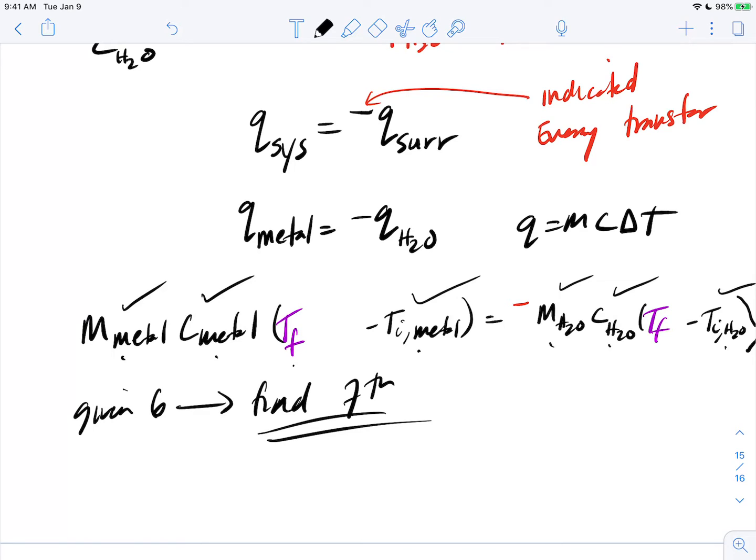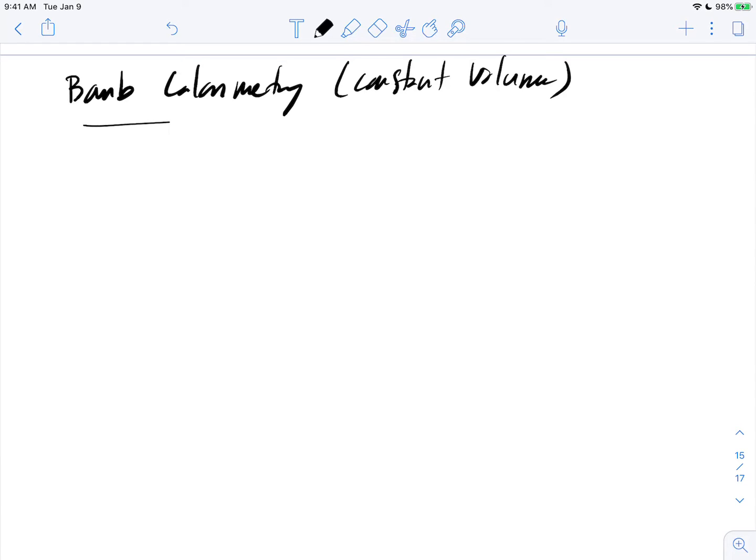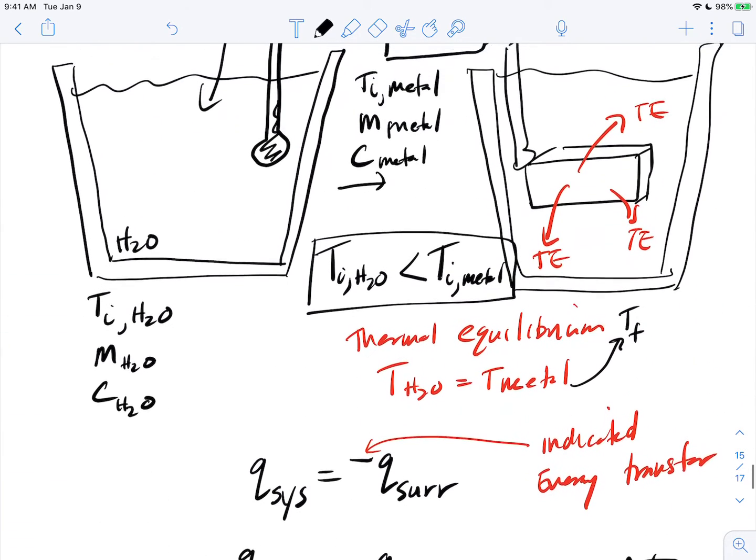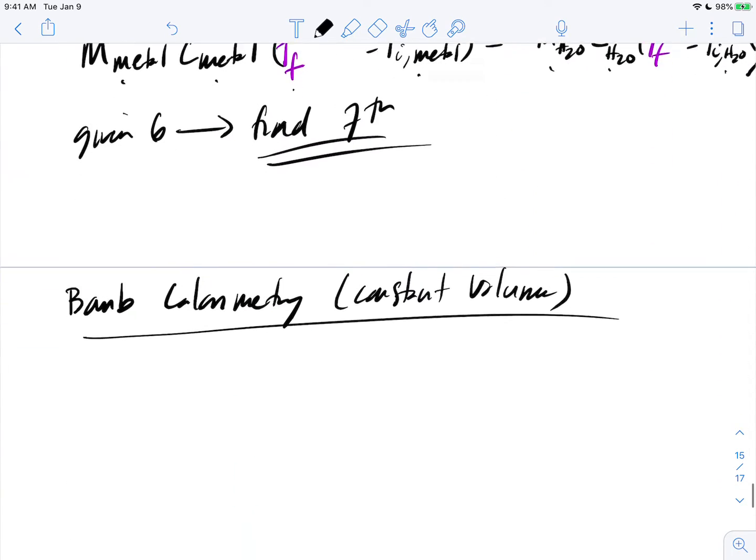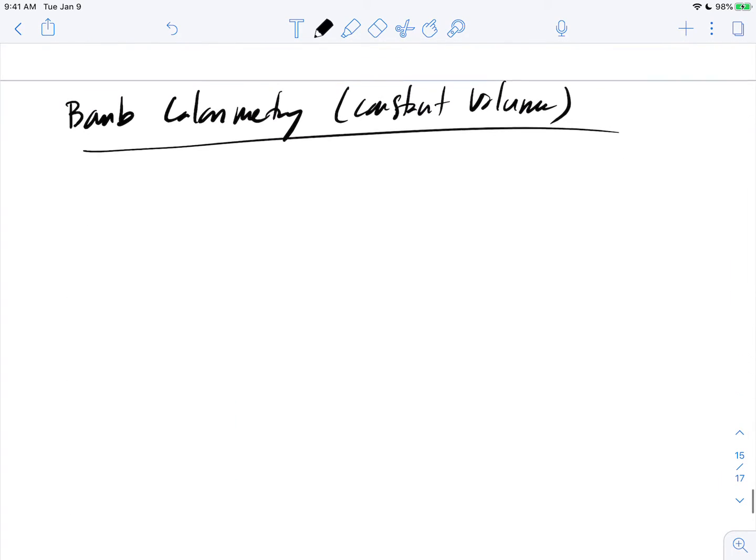So these are called calorimetry problems. So this is one type of calorimetry. The other type of calorimetry that we can deal with is bomb calorimetry, and this is actually a little different. This is called constant volume calorimetry or bomb calorimetry. Constant pressure, we don't often call this type of constant pressure, but this would be open to external pressure, which would be atmospheric pressure.